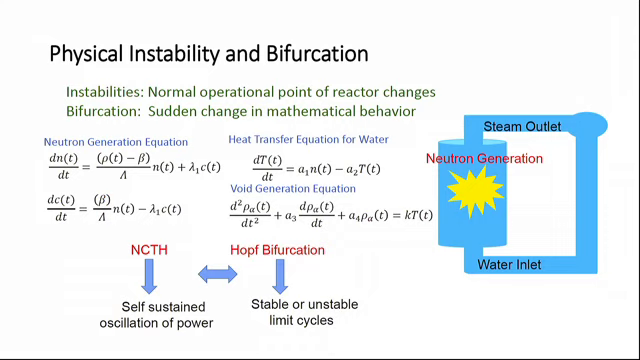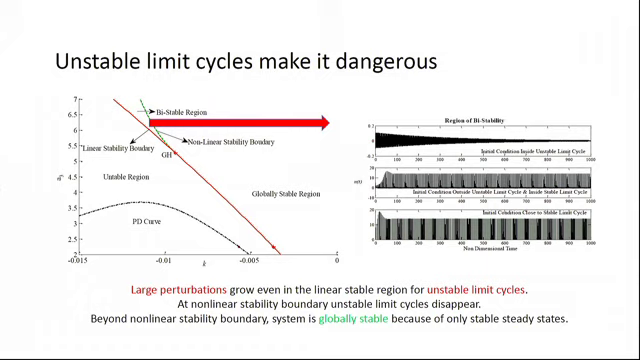These are the equations for the process. The instability I was talking about, neutron coupled thermal hydraulic instability, is analogous to a Hopf bifurcation, and if there is a Hopf bifurcation, then there will be a limit cycle. If we have an unstable limit cycle in our system, then it is a dangerous situation for us, because if there is a large perturbation in our system, it will grow.